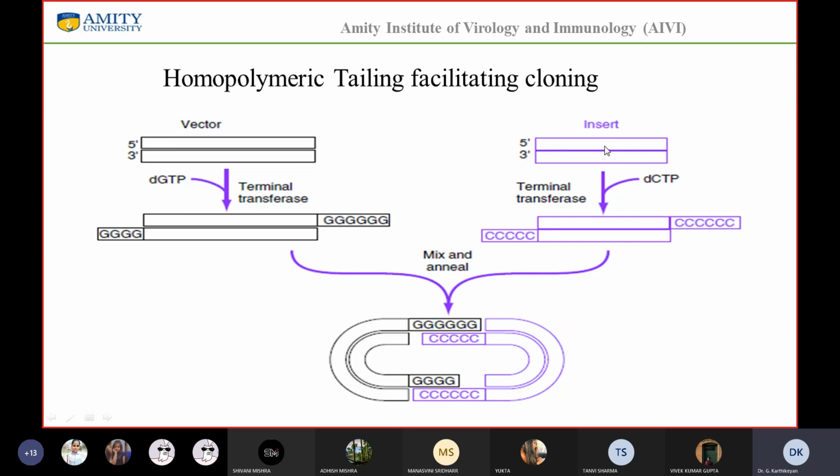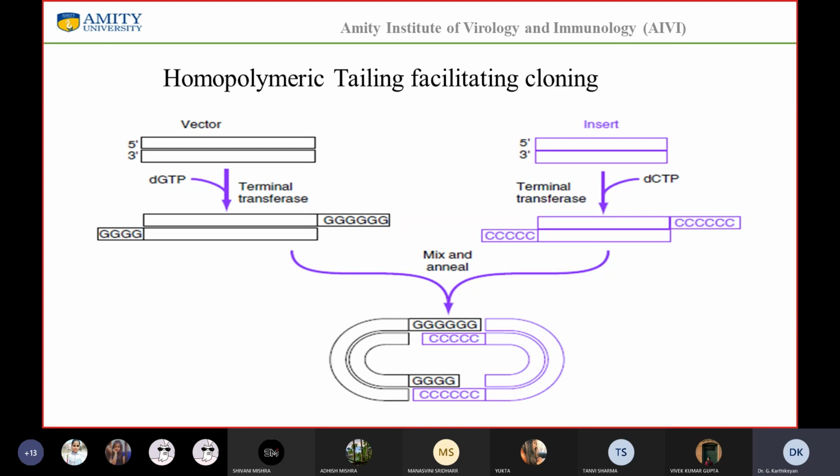Similarly, you can take your insert, okay, and then add dCTP, which will be complementary to this, right? So it adds a few C's on the 3' end. Now you can mix and anneal them. You can mix them, and by complementary base pairing they will automatically get annealed, right? And then you can transform this mixture into E. coli, and within E. coli, so these are nicks. These are not joined together. The E. coli enzyme will join this. Okay, so this is called homopolymeric tailing. Okay, so this also facilitates cloning.